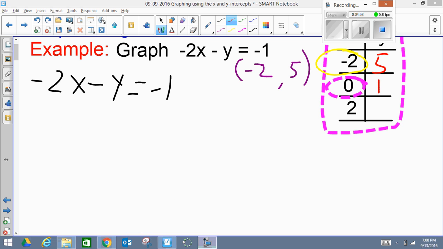Alright, let's do the last one. My last value is 2. Same process. Rewrite my equation.